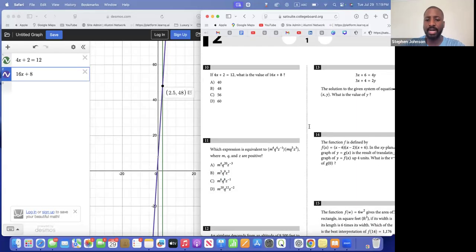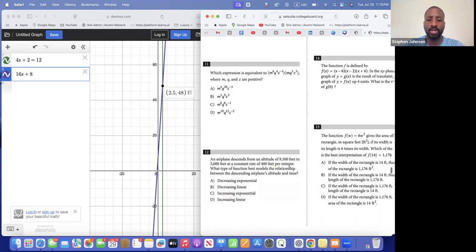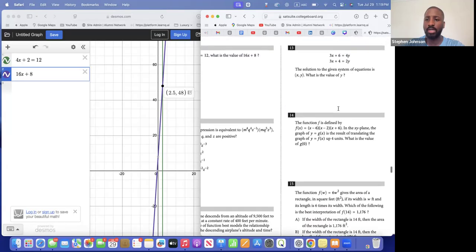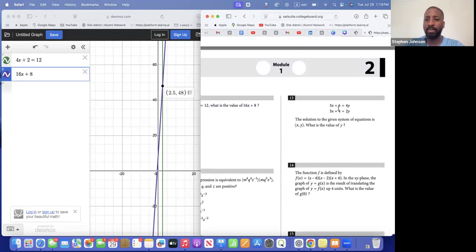Question number 11. This is not an equation. This is a whole separate strategy here. In fact, there's two strategies I can give you, but we're skipping that for right now. Stay tuned for another video on that one. 12, we're going to skip as well because that doesn't fit into Desmos or our diagram questions. Number 13 does fit into Desmos, right?